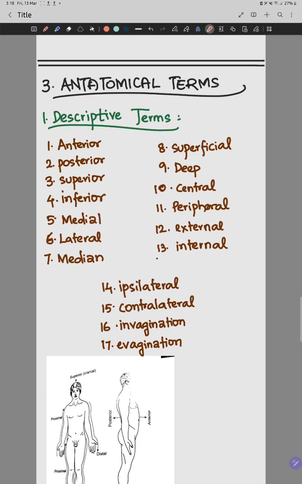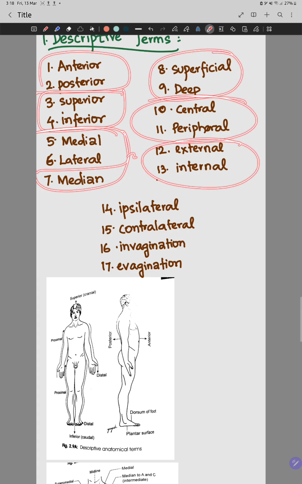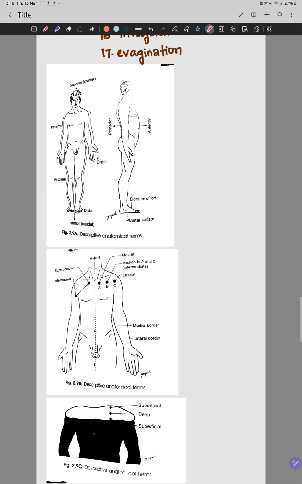There are 5 topics under these anatomical terms. First one is descriptive terms. Anterior, posterior: these both are one pair. Superior, inferior. Medial, lateral and median: these 3 are one group. Superficial, deep. Central, peripheral. External, internal. Ipsilateral, contralateral. Invagination and exvagination. Coming to this one.